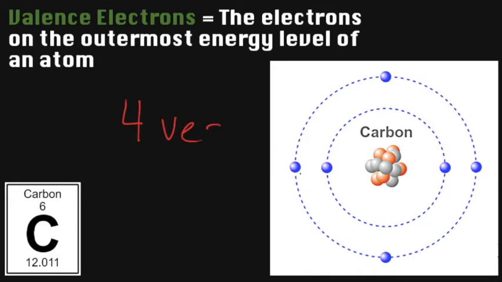Okay? Because if we count here, right, 1, 2, 3, 4. There's 4 electrons on the outside of this atom, so therefore there are 4 valence electrons. Now notice, there are 6 total electrons here, right? That doesn't change. But remember, valence electrons are only the electrons that are on the outside of this atom.